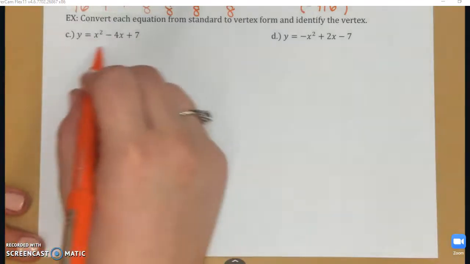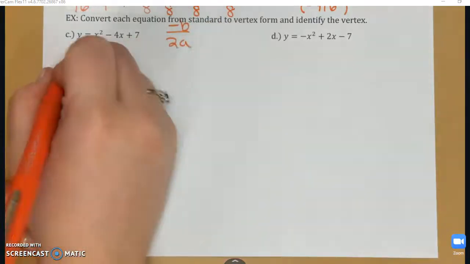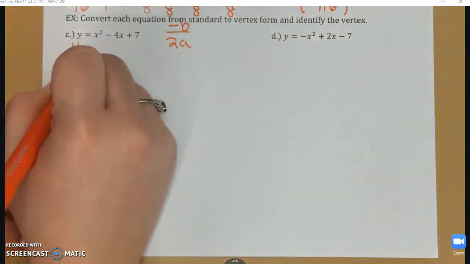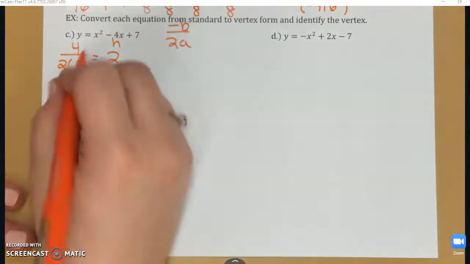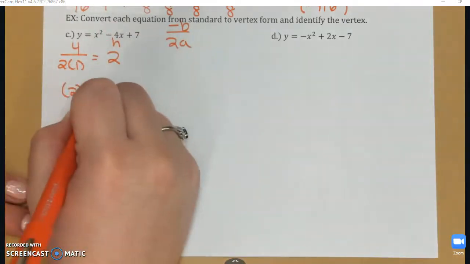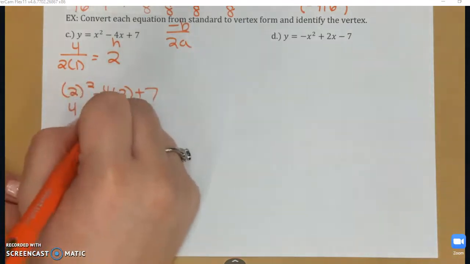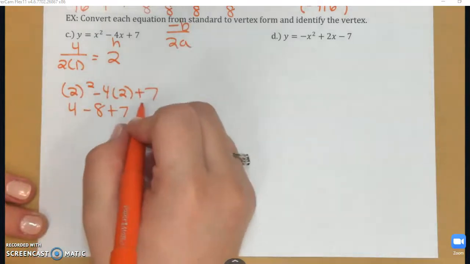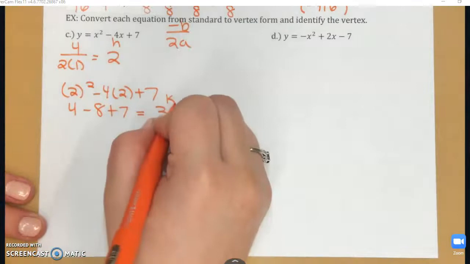So let's again find our vertex first. Again, negative b over 2a. So that's going to be positive 4 over 2 times 1. 4 divided by 2 is 2, so that is h. Now I need to find k. 2 squared minus 4 times 2 plus 7. 4 minus 8 plus 7. That gives me 3. So that is k.